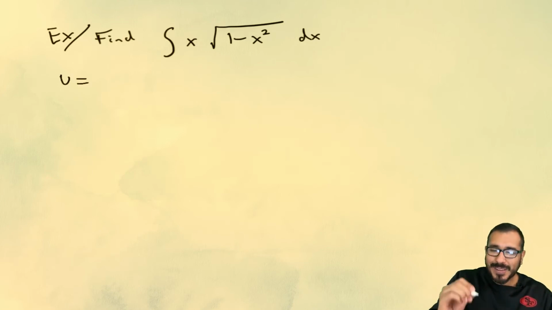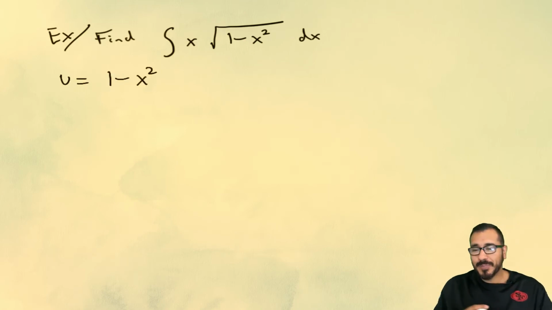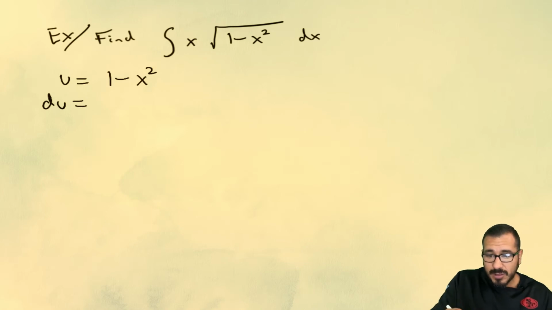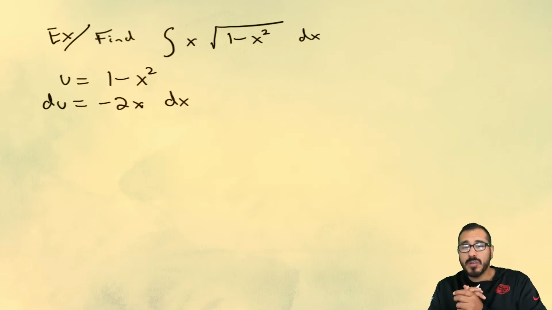So let u equal 1 minus x squared. Let's use the substitution method. Again, we're going to take the derivative, so let's take the derivative of both sides. We get du, that one's going away, and we get negative 2x, and of course, dx. Write that down.